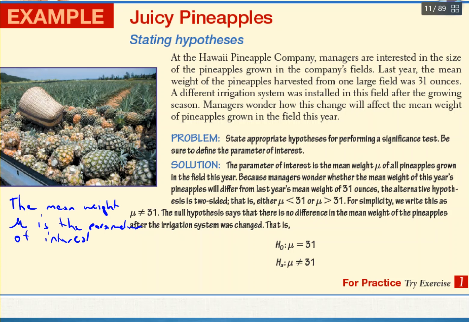All right. So our null hypothesis is basically that the mean weight is unchanged. Our alternative hypothesis is going to be that it's either gone up or gone down, so it's a two-sided hypothesis. If we're looking at this, the null hypothesis is mu equals 31. The alternative hypothesis is that mu is not equal to 31.